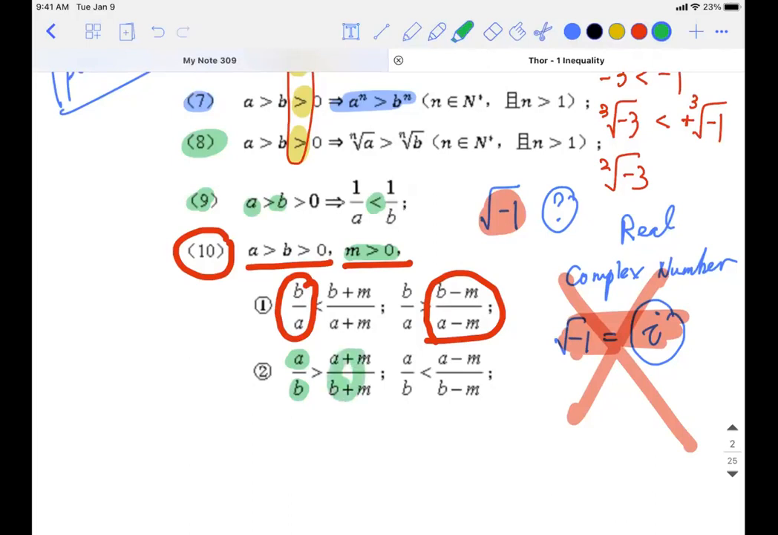So this is exactly what the second expression is trying to teach you guys. And then pretty much the same thing for the last one. If this time you want to subtract something from the numerator and the denominator, the entire fraction expression is going to become bigger. So you see A over B is less than (A minus M) over (B minus M).